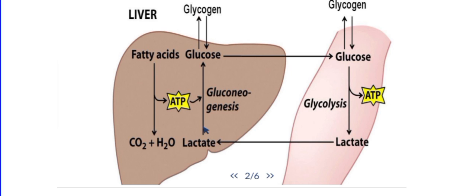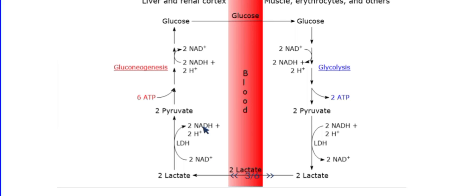So let's look at this in more detail. If you look here, on this side we have glycolysis taking place in the muscles, and here we have gluconeogenesis taking place in the liver cells. In the muscles, we are going to have glucose. Like I said earlier, it can come from glycogenolysis, the breakdown of glycogen, because glycogen breakdown in the muscles ends up as glucose 6-phosphate.